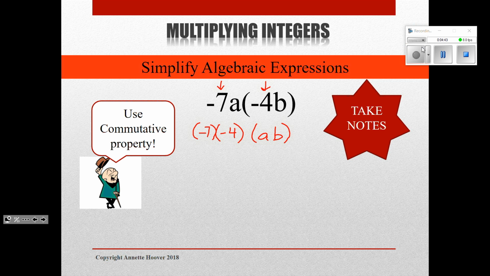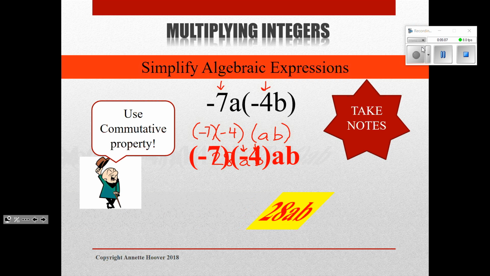Now I can do 7 times 4, which is 28. 2 negatives make a positive. That's going to be multiplied times A and times B. These are both different unknown numbers. So I'm just going to say the answer is 28AB, which means 28 times A times B, and the variables we always write in alphabetical order. So it's 28ab.